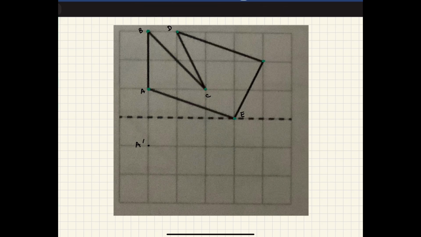Now let's have a look at B. So 1, 2, 3, 3 units to the mirror line. 1, 2, 3, 3 units here. So this is going to be B prime. Let's have a look at C now. 1 unit, 1 unit here. So C prime is going to be here. Let's count the distance of D. 1, 2, 3, 1, 2, 3. So D prime is going to be here.